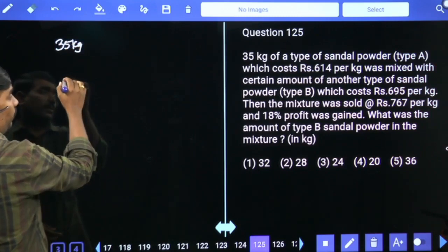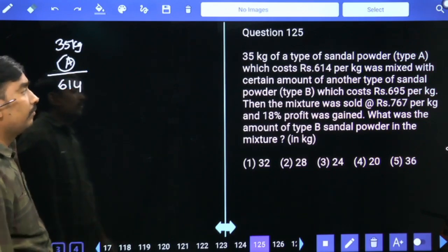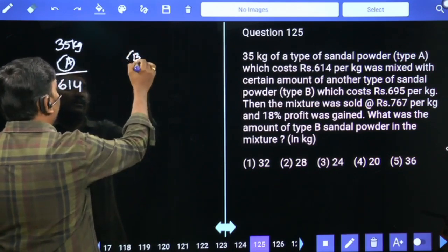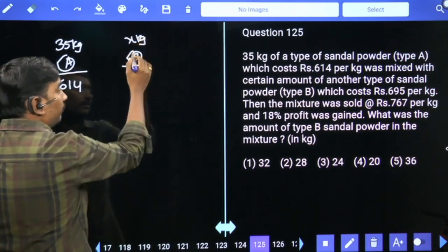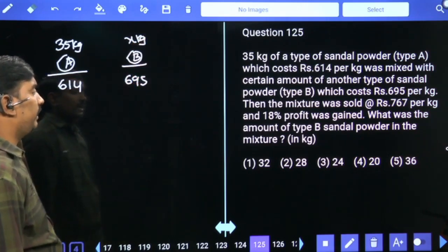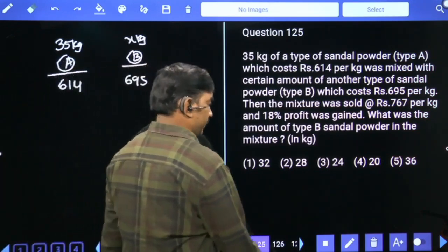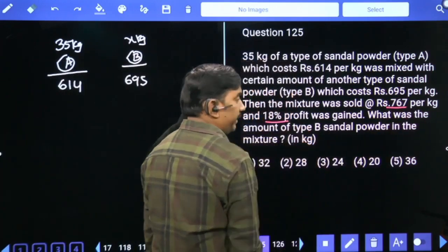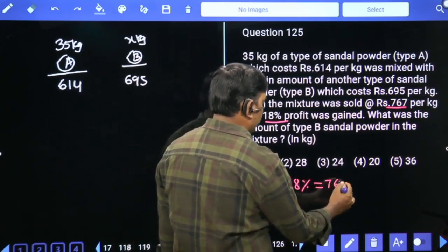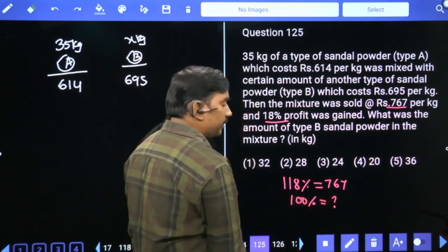35 kg of sandal powder type A, which cost 614 rupees per kg, was mixed with a certain amount of another type of sandal powder type B, X kg, which cost him 695 rupees per kg. Then the mixture was sold at 767 per kg and 18% profit was gained. 18% profit means selling price 118% is equal to 767. Cost price of the mixture is 100%.